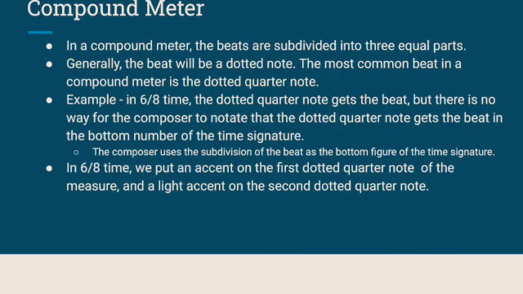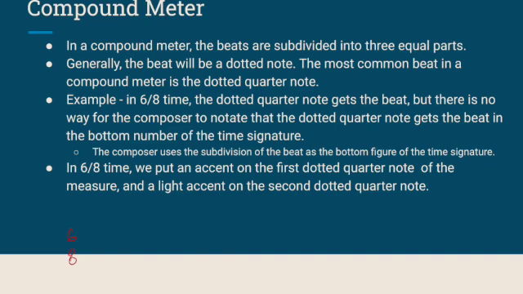Versus a compound meter, the beats are subdivided into 3 equal parts. So generally, this beat will be a dotted note. The most common beat in a compound meter is the dotted quarter note. Example, in 6/8 time, the dotted quarter note gets the beat, but there's no way for the composer to notate that dotted quarter note in the beat, so the bottom number of the time signature is an 8. So the composer essentially uses what is known as a subdivision of the beat as the bottom figure of the time signature. So I'm gonna write this out for you so that you can kind of see it a little bit.